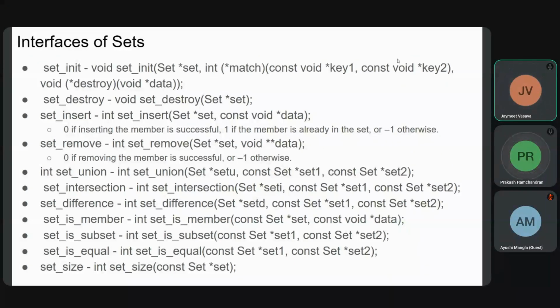And then all the other ones are set is member, set is subset, set is equal, and set size, which are in a way self-explanatory. Set is member checks whether the element is a member of the set or not. Subset checks whether the set is a subset of another set or not. Set is equal checks whether the set is equal to another or not. Then set size gives the size of the set.